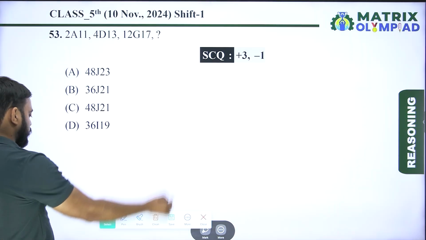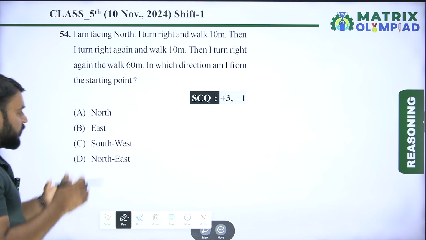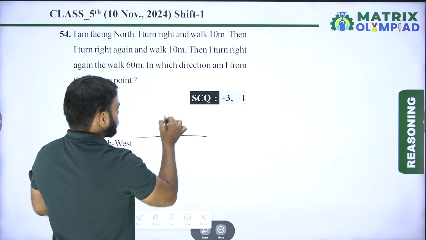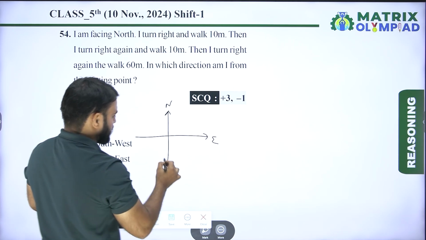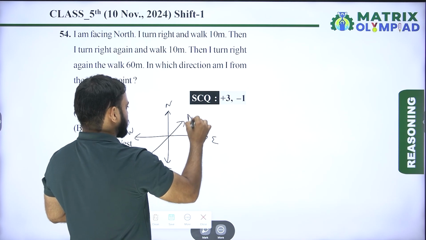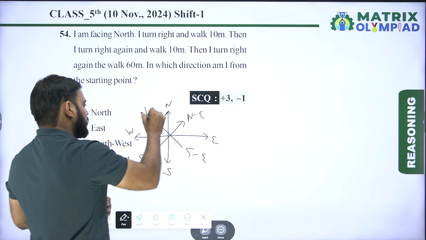So now next question is question number 54. I am facing north. I turn right and walk 10 meter. Then I turn right again and walk 10 meter. Then I turn right again, then walk 60 meter. In which direction am I from the starting point? Before starting this question, we should know that there are 4 types of main directions. This is north, this is east, this is south, and this is west. And there are 4 types of cardinal direction. This is northeast, this is southeast, this is southwest, and this is northwest.